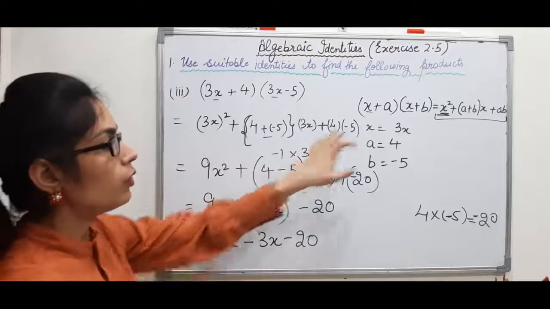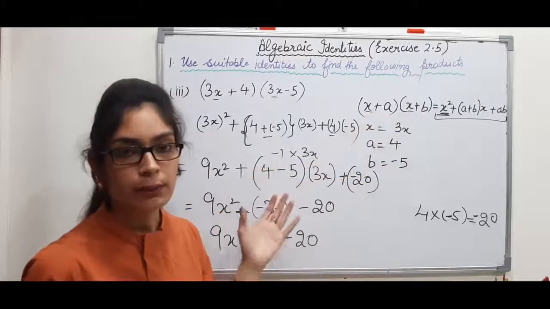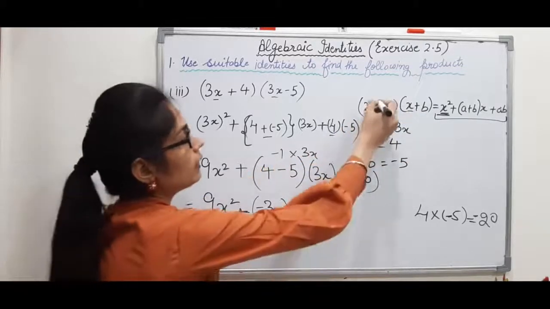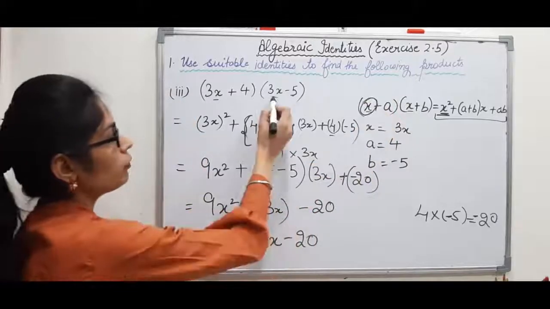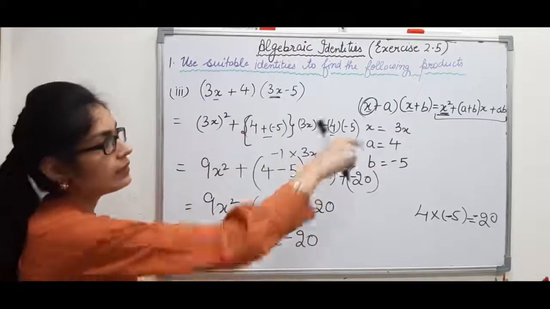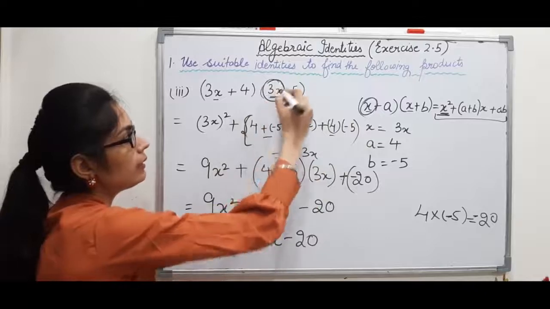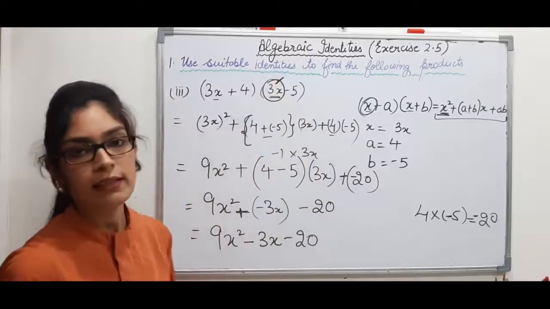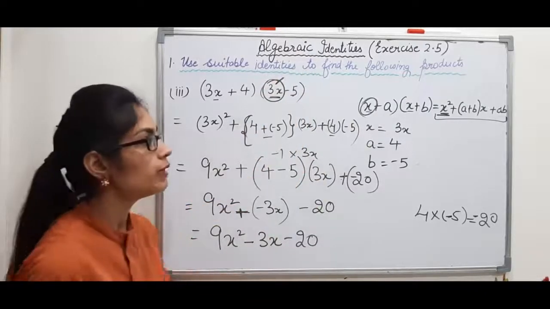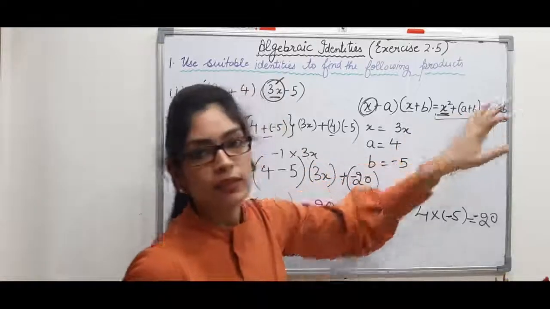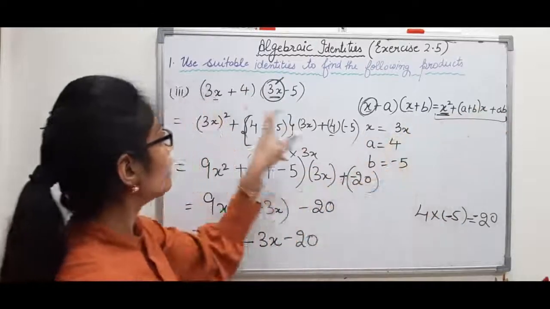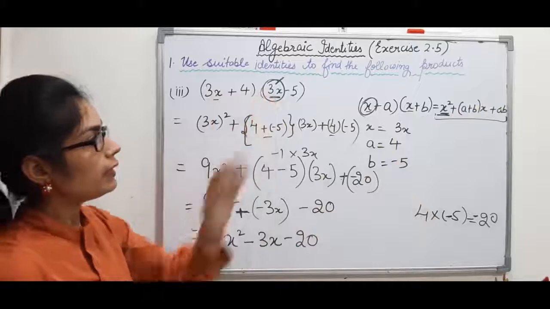The expression was similar to the previous expression, but the only difference is that in this expression x is given. If you compare, you can see this x in this part is equal to 3x. So accordingly we have to substitute the values. Wherever x is there, we put 3x there, and the values of a and b. A is 4 and b is minus 5.